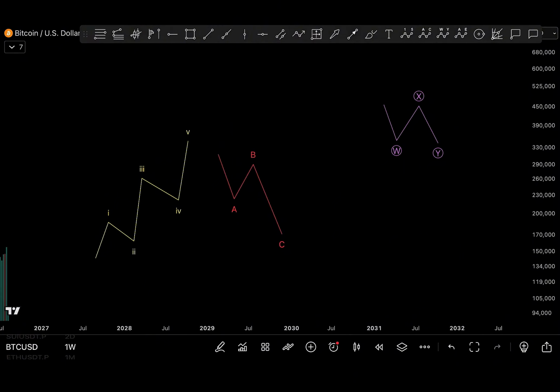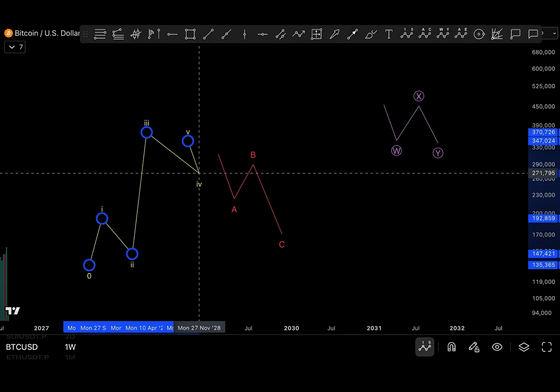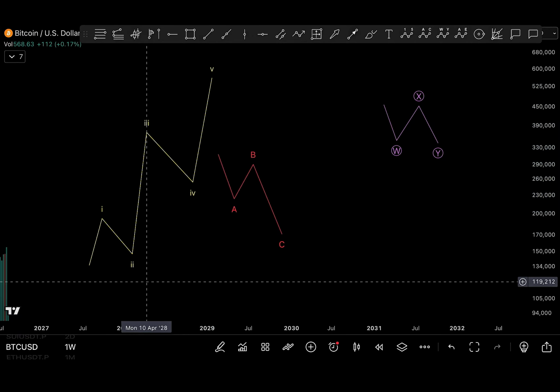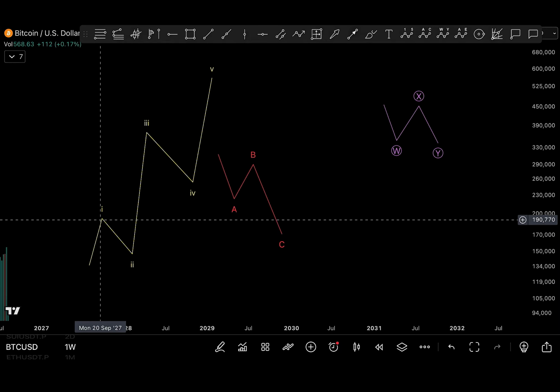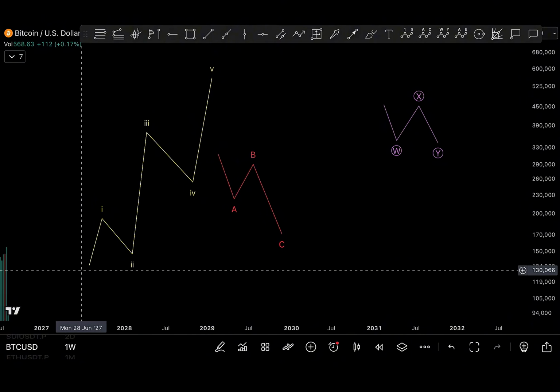For example, let me expand this a little bit so that you can have a clear look. Let's say you go long here. Then here, you do not have to wait for this price to retrace down and wait in this long.